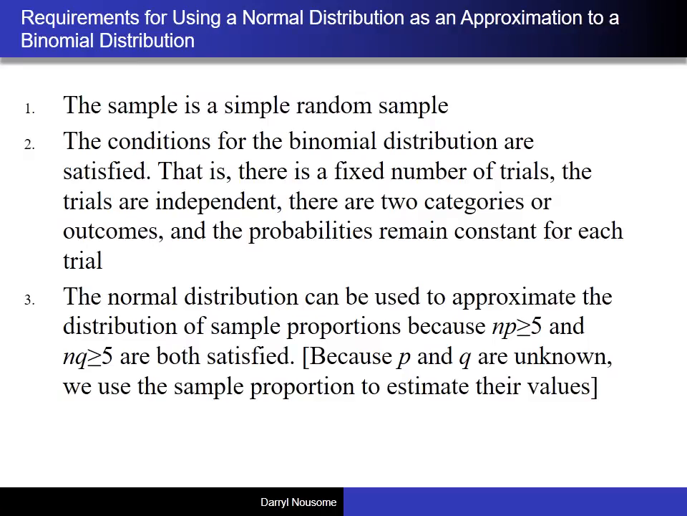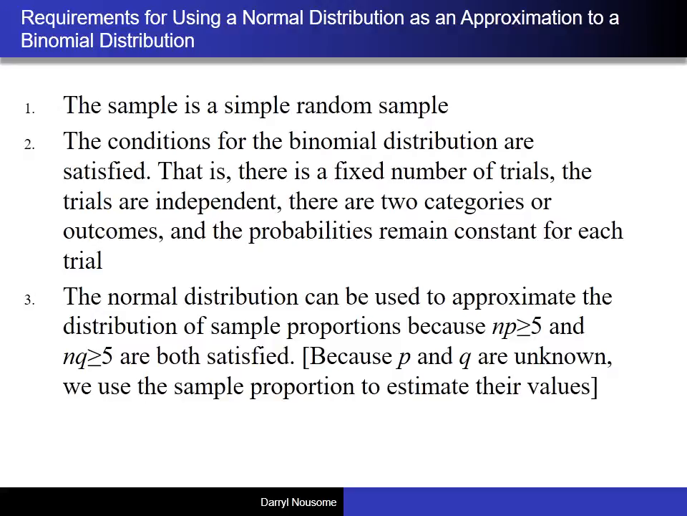Right. So like I mentioned, the whole purpose of us doing this is that we're approximating a larger population, right? But if we can use a proportion to estimate our full population, we have to make sure that it is normally distributed, right? And so these are 3 conditions that we have to fulfill. So first is that the sample is a simple random sample. 2, the conditions for the binomial distribution are satisfied.